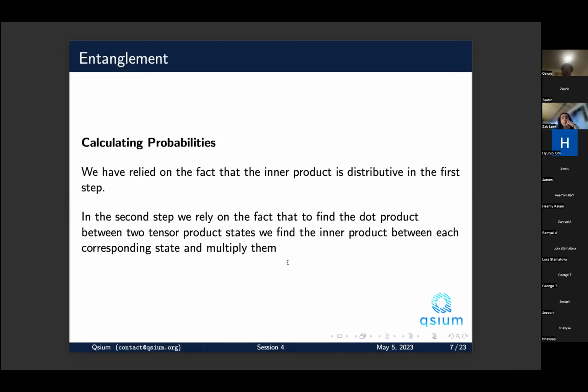Now, if you go back, we have relied on the fact that the inner product is distributive. What do we mean by distributive? In a very basic sense, if you have A times B plus C, this is just AB plus AC. So our inner products also follow that distributive property, and that's what we use when we calculate probabilities. In the second step, we rely on the fact that to find the dot product between two tensor product states, we find the inner product between each corresponding state and multiply them.